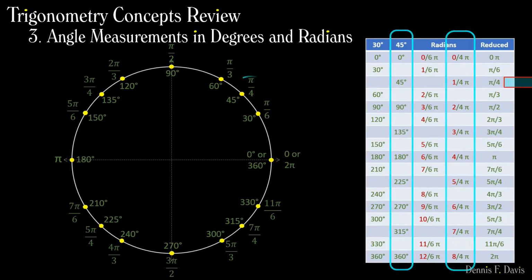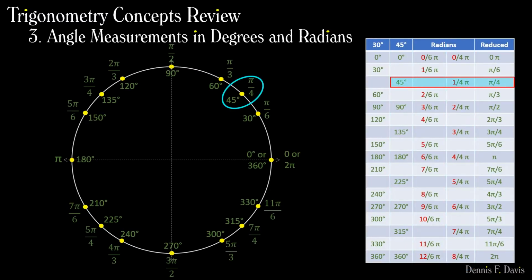45 degrees is 1/4 of 180 degrees, which is pi radians, so 45 degrees is pi over 4 radians. Each multiple of 45 degrees is another pi over 4 radians, so 90 degrees must be 2/4 of pi, which reduces to 1/2, so pi over 2 radians. Of course, this is the same answer we got when we considered 90 degrees to be 3 times 30 degrees, so 3/6 pi radians. 135 degrees is 3/4 of pi, which cannot be reduced, so 3 pi over 4 radians.